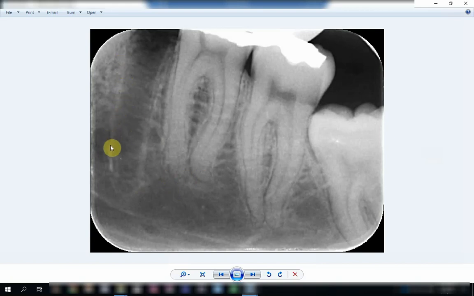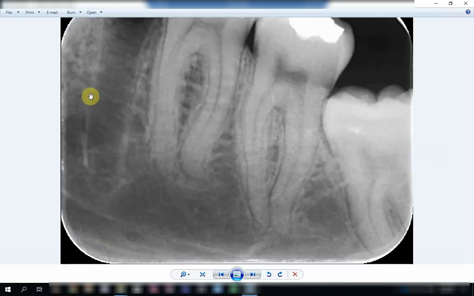Here our reference is the lamina dura. Do you see the discontinuation of the lamina dura? It is continuous, okay? Which means that this radiolucency you see over here actually is not a pathology related to this tooth, or where there was a tooth. Actually it is a mental foramen superimposed on the image of the socket.